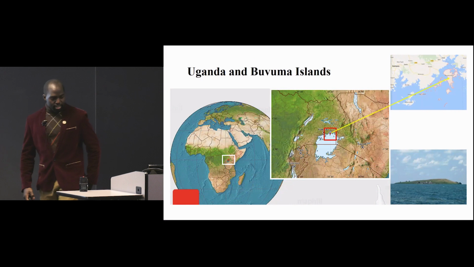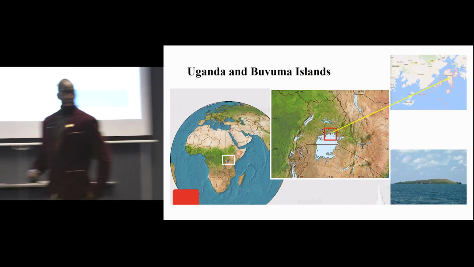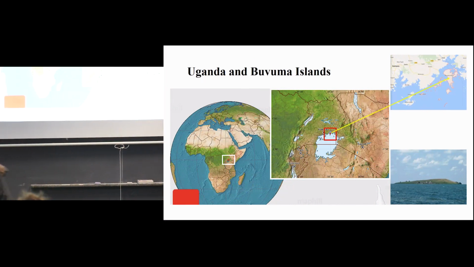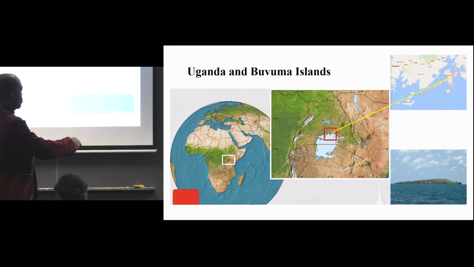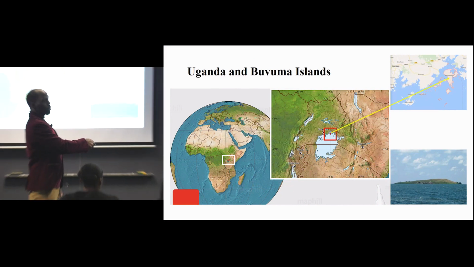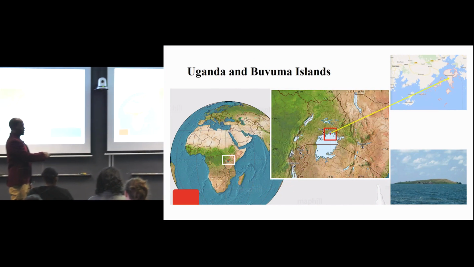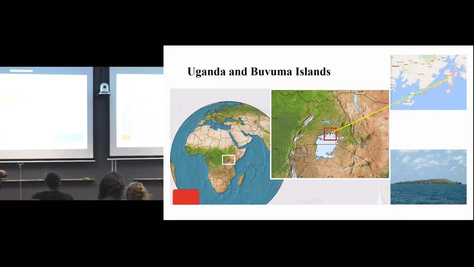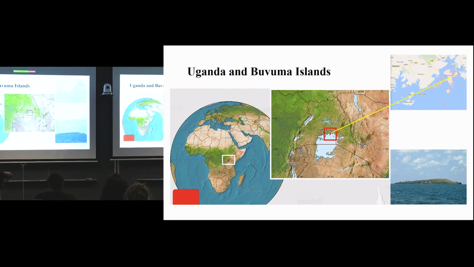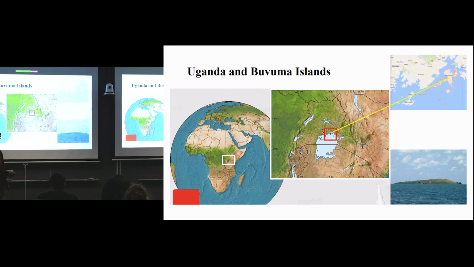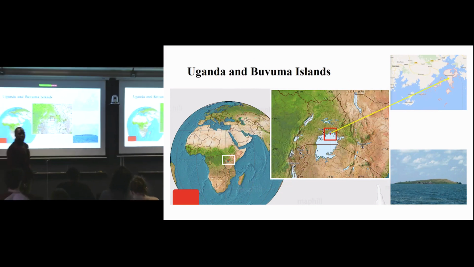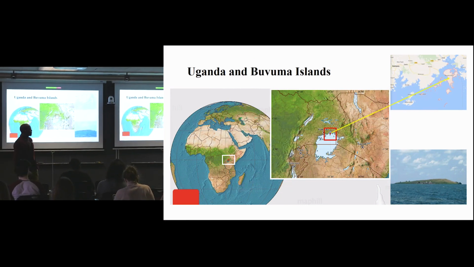So this is Buvuma district. First of all, this is Uganda. That's the position of Uganda in Africa. It's in East Africa. And this is Buvuma district. Buvuma district is an island, located in the center of Lake Victoria. And when you're inland, this is the view you get from the water.